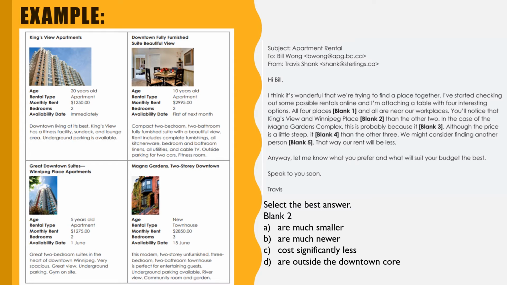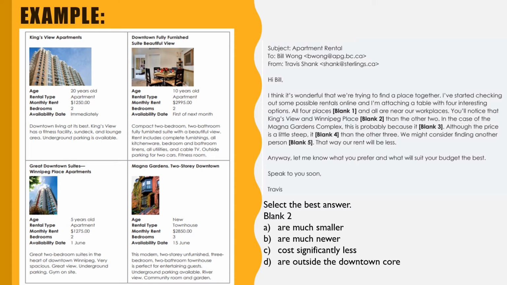Then start skimming the diagram. Pay close attention to how it is organized and where you can find specific information, for example, number of bedrooms and their price. Then look at the answer options. Make sure you understand what you need to know to fill in the blank. In this example, you need to discover how Kingsview and Winnipeg Place are different from the other two rentals.